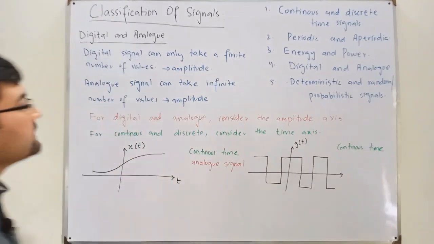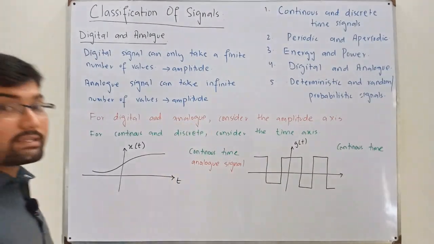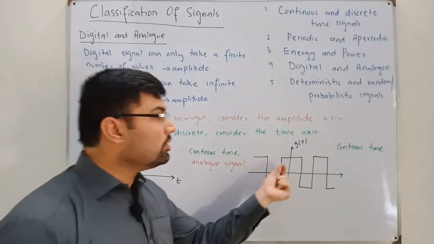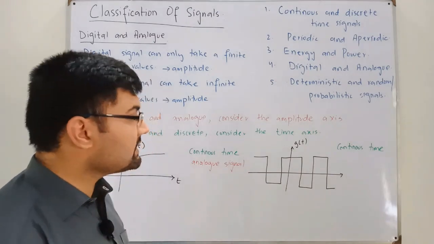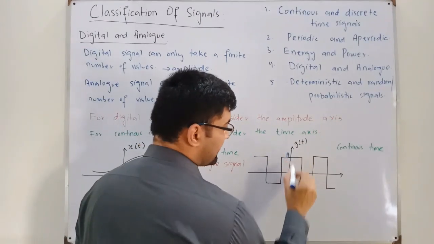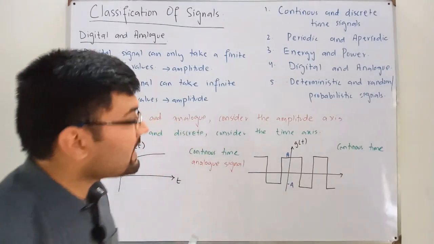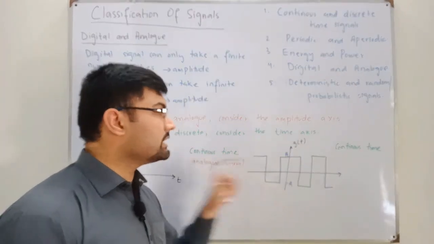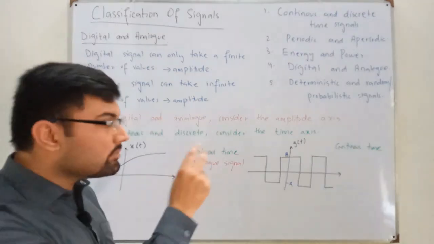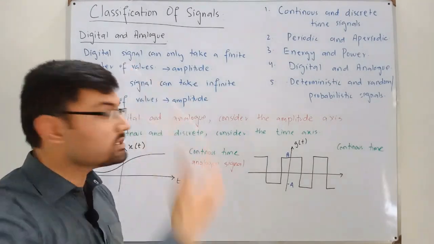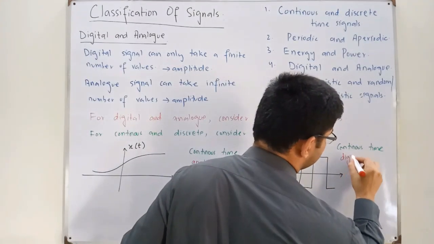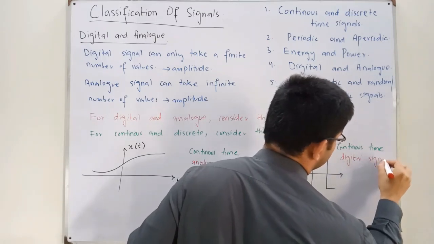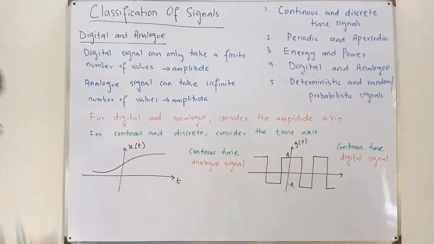And have a look at the amplitude axis, the vertical axis. It is taking only a finite number of values. It is either at this stage or at this stage. If I name this A, and this negative A, it is either at position A or at position negative A. So it has only two values, which means it has a finite number of values on the amplitude axis. So this is a continuous time digital signal. Continuous time analog signal, continuous time digital signal, we have seen.